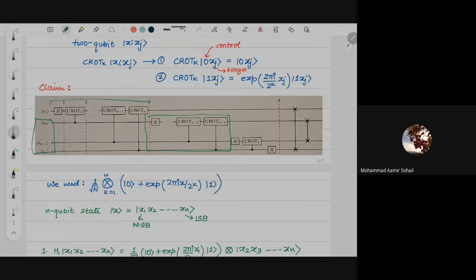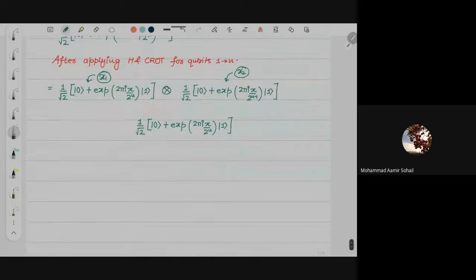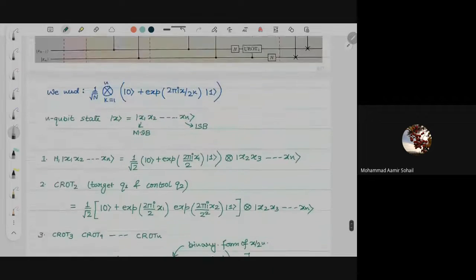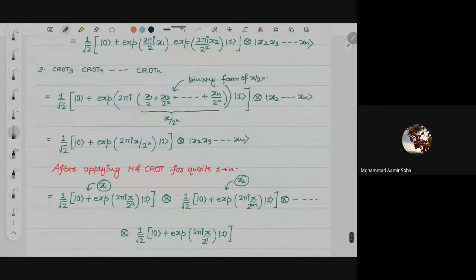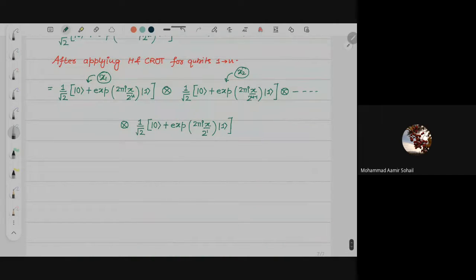Earlier the whole system was acting on all the n qubits, but this one is only acting on the n minus 1 qubits. So that's why we get this 2 raised to n minus 1 here. And similarly for the last qubit, what we will get is 2 raised to 1, because we are only applying Hadamard here for the last part, no control rotation, nothing. So that's why we have this 2 raised to 1.